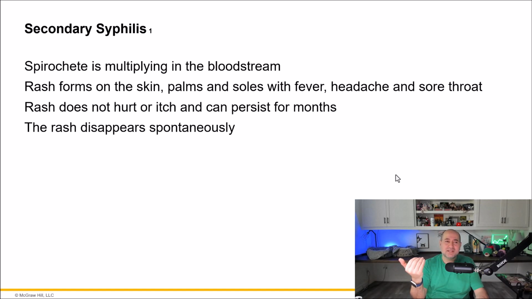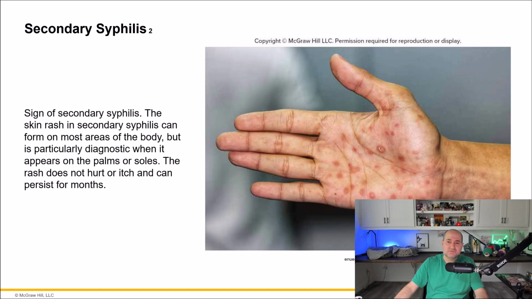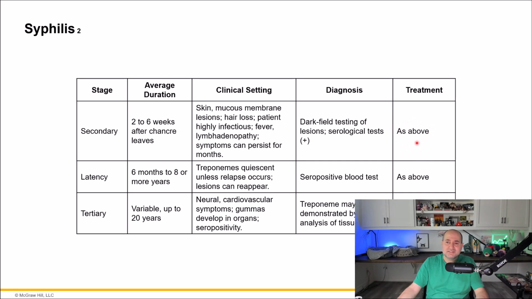However, remember, if this progresses to secondary syphilis, this is when it goes systemic, it gets into the bloodstream, and that's when you form that rash with all those little spots. You form these spots on the palms and the soles with fever, and you can see those spots there. This is indicative of secondary syphilis. And remember, secondary syphilis is actually quite treatable as well with antibiotics.